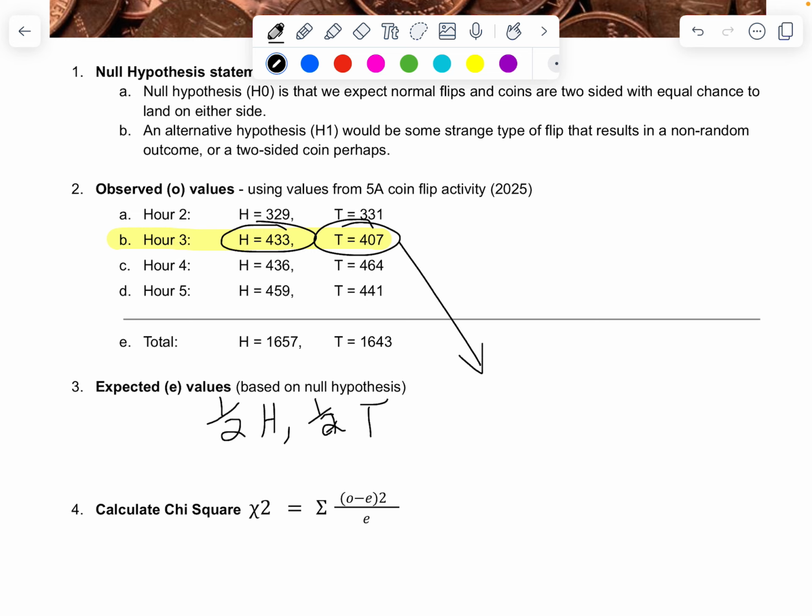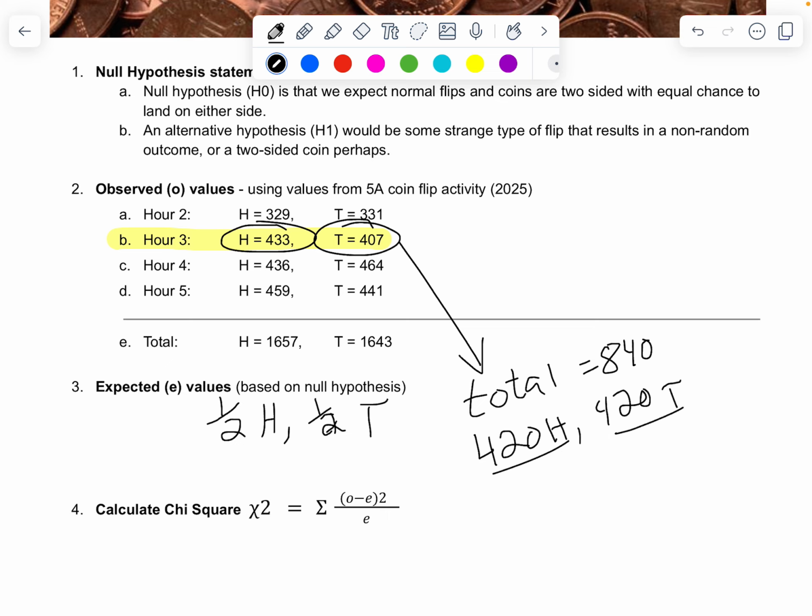What we have to know first is the total. The total is 433 plus 407, and that's going to be 840. So if we had 840 total flips, how many do I expect to be heads? Half of 840. So you apply 840 times 0.5, or 840 times a half, and that's going to equal 420 heads expected and 420 tails expected, okay?